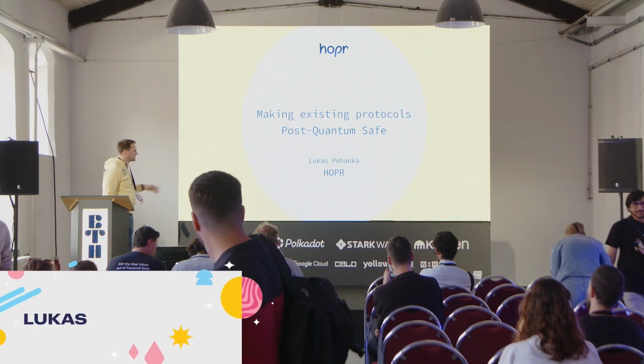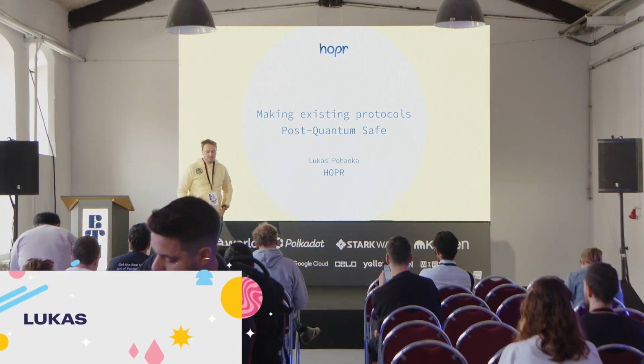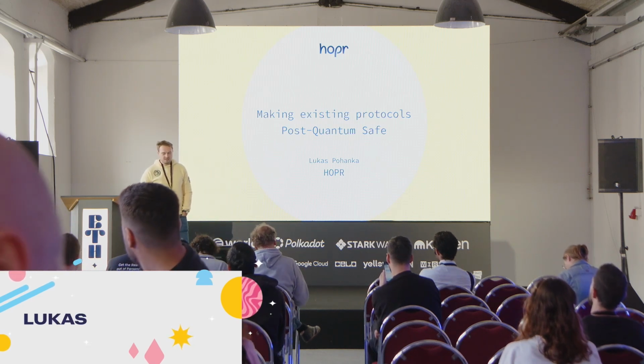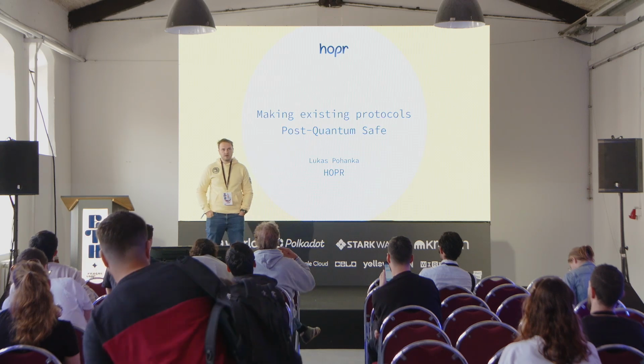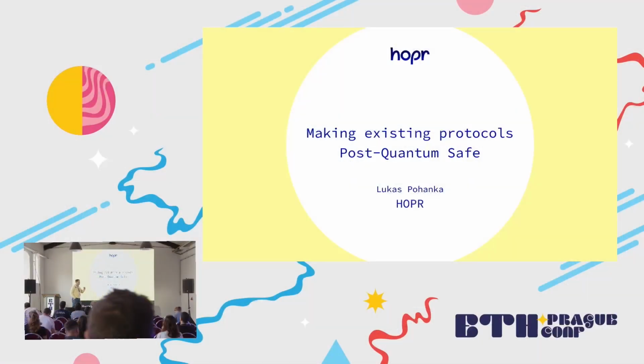So hello everyone, I'm Lukas. I'm from HOPR, which is a privacy-incentivized mixnet, and it's partly one of the reasons why we care about post-quantum cryptography, because HOPR is essentially a new version of Tor with incentivization. So we have a large off-chain part next to the on-chain part, which could also be made post-quantum already. So that's why we're already turning towards this direction as well.